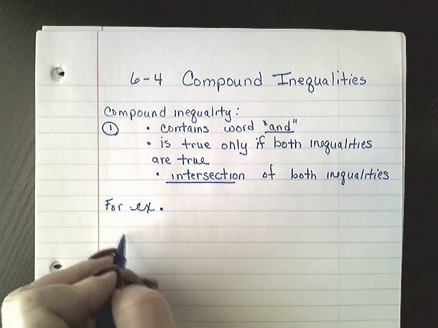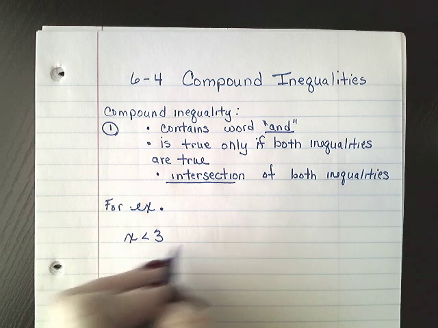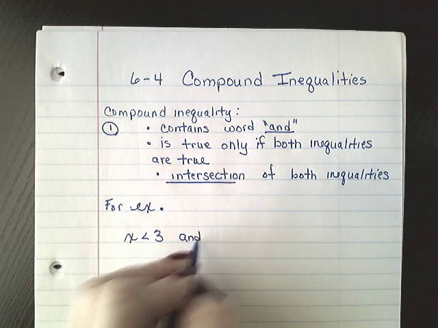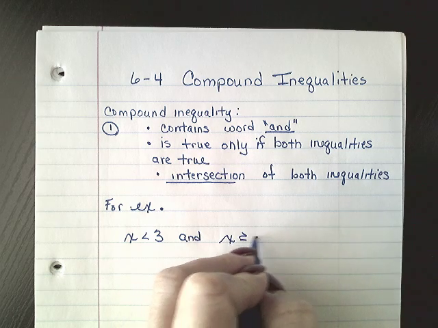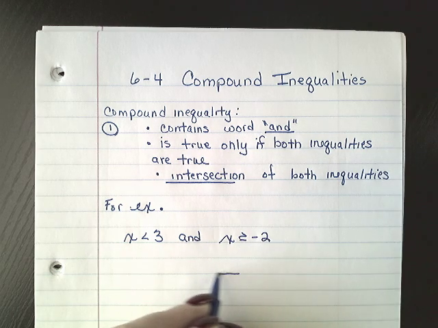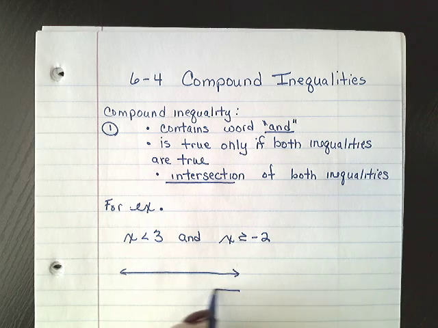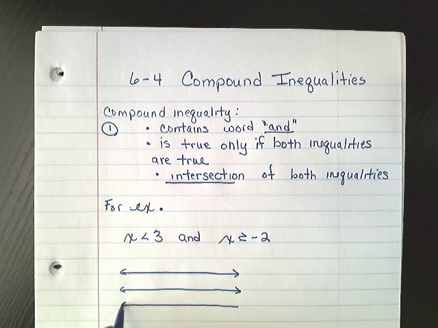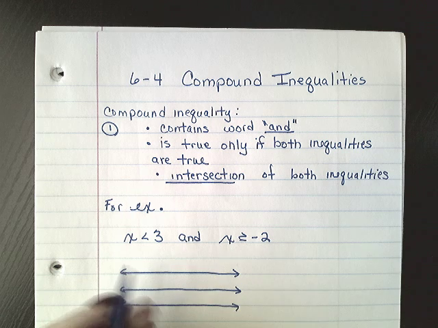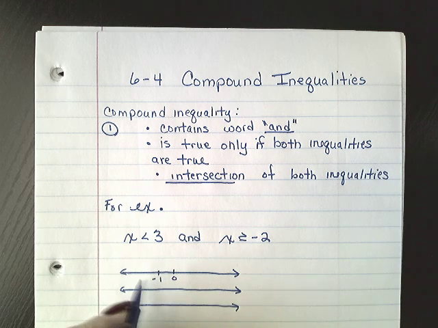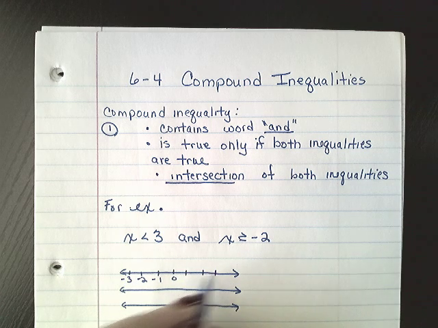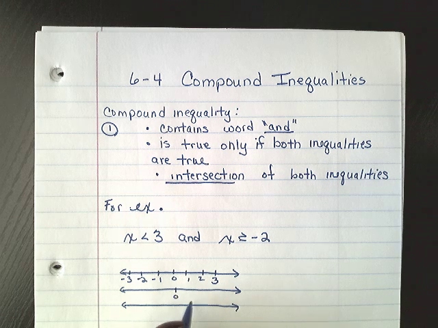Okay, so we have x is less than 3 and x is greater than or equal to negative 2. So the first thing I'm going to do is graph. We're going to do 3 graphs, one for each of the inequalities, and then the third one shows the intersection of the inequalities. Okay, I put the same numbers on all 3 graphs.